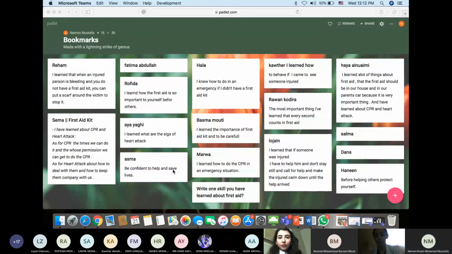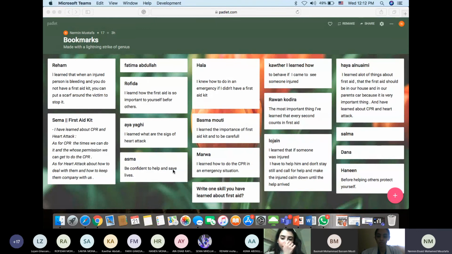Can I answer? Yes, F for? F for face, A arm, S speech, T time. FAST stands for fast stroke test. Yes, thank you. Okay. And Sema learned CPR. Riham, she learned that if we have injured persons bleeding and you don't have the first aid kit, you can put a scarf around the victim to stop it. Thank you, Riham. Thank you, Sema.